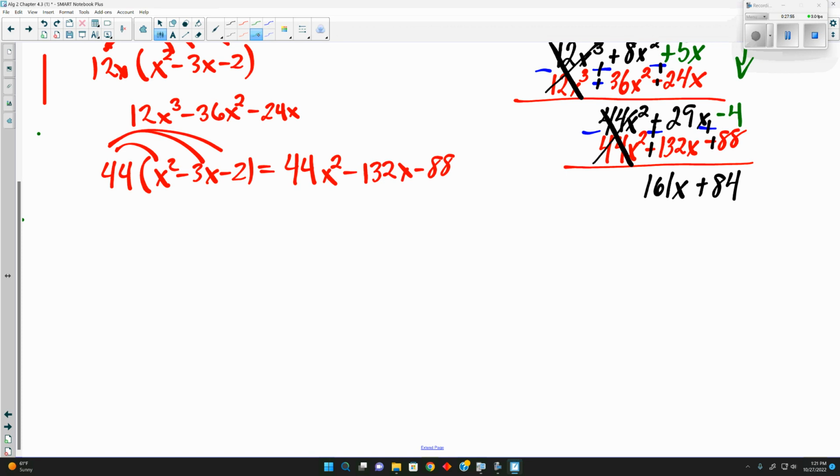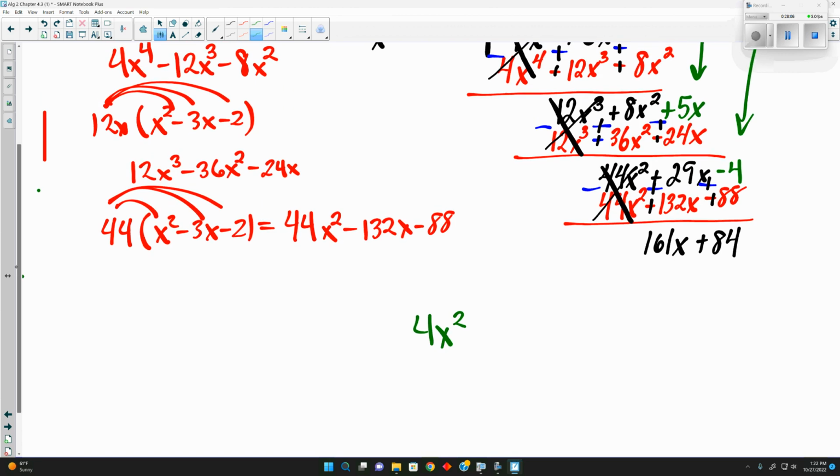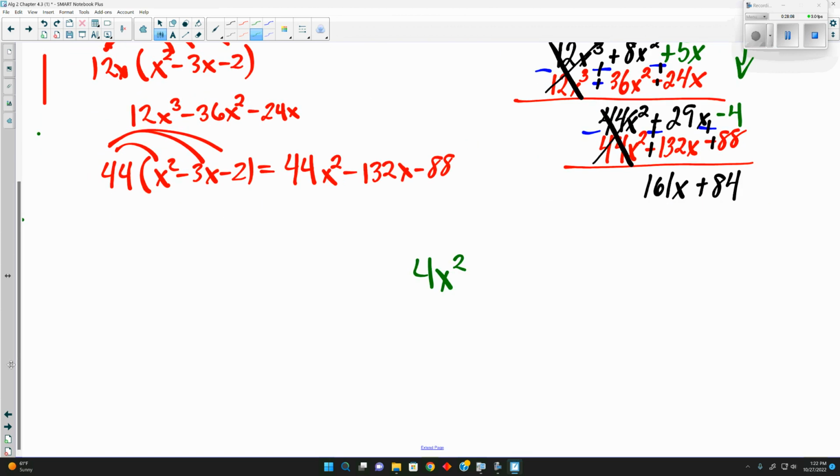Any questions on this here? So what we have is 4x squared plus 12x plus 44 plus, we take what we have as the remainder, 161x plus 84, and we put it over our x squared minus 3x minus.